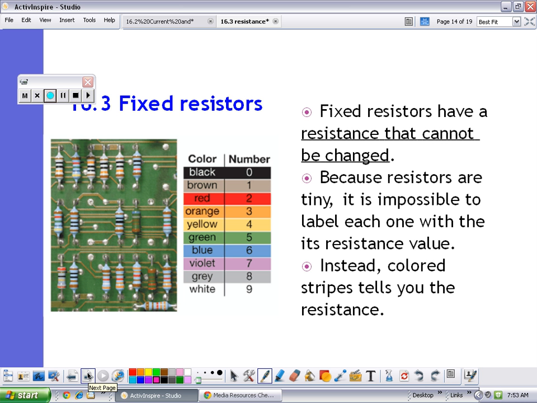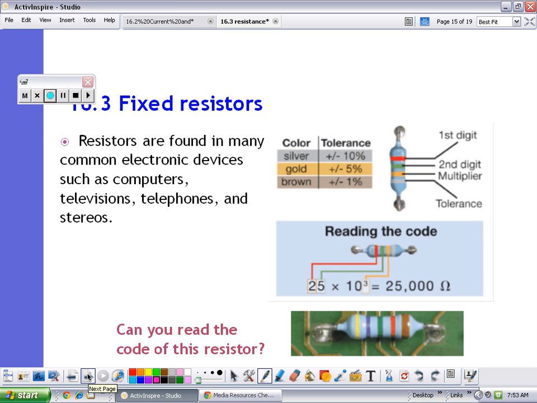Your fixed resistors have resistance that cannot be changed, so it's consistent. Because resistors are so tiny, it is impossible to label them with each of the resistance values, so they color code them. So you see all the stripes on these, and you have to organize them, and they will tell you the number and figure out what the resistance is of each one. So there's multiple different types. You find these in computers, TVs, telephones, and stereos because you want a consistent control of that current going through so you don't get a spike or a decrease.